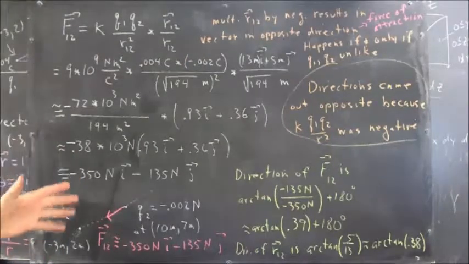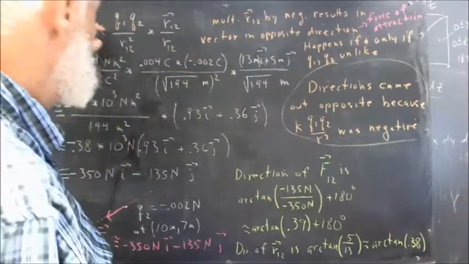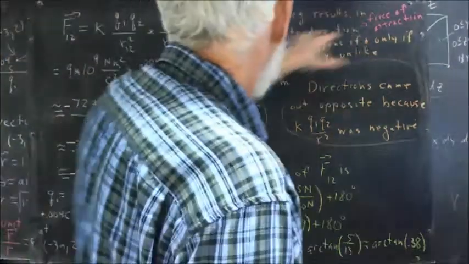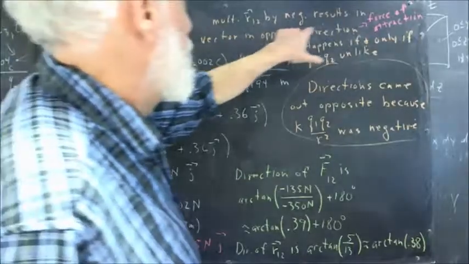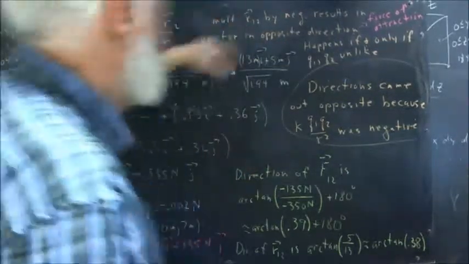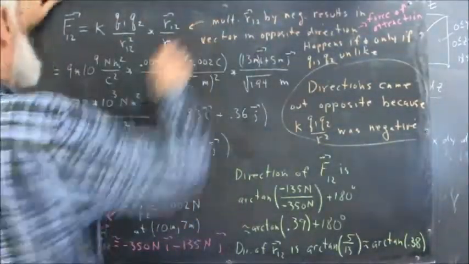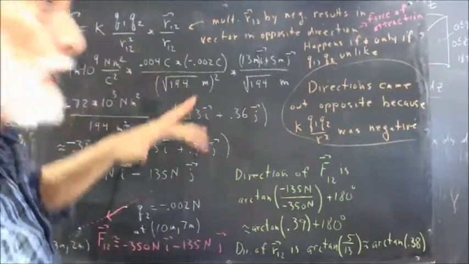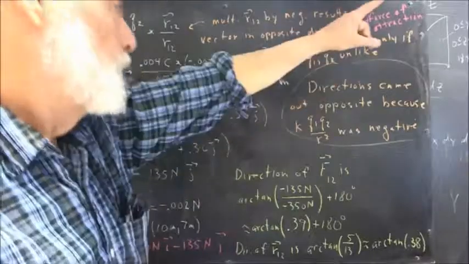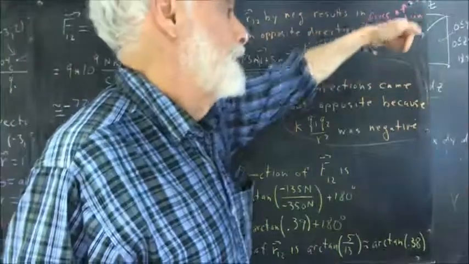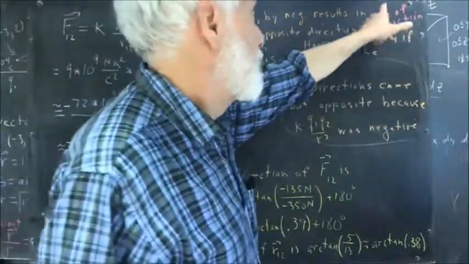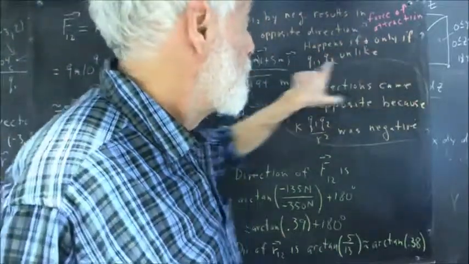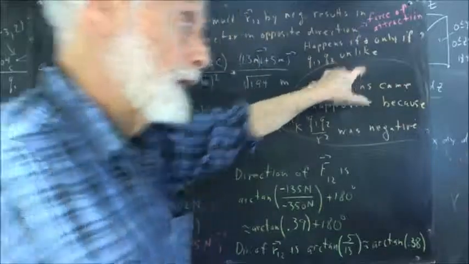Just to make sure we really understand this point, what have we done? We've multiplied R12 by a negative, and that results in a vector in the direction opposite R12. So F12 is opposite the direction of R12. And since R12 goes from this point to that point, a vector back toward this point implies a force of attraction. And that happens if and only if Q1 and Q2 are unlike charges.